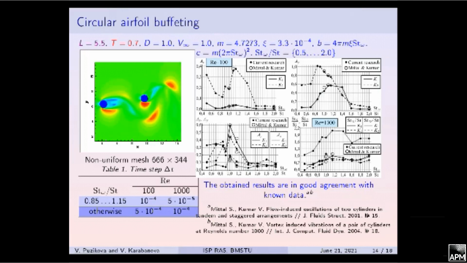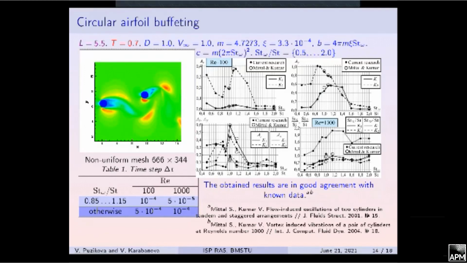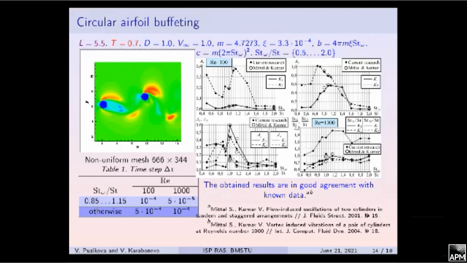Since the distance between the airfoil centers along the horizontal axis is large enough, the upstream airfoil behaves like a single airfoil, and the downstream airfoil performs forced oscillations due to periodic vortex shedding in the flow past the upstream airfoil. Thus, the buffeting of the downstream airfoil is observed. The obtained results are in good agreement with the known data.